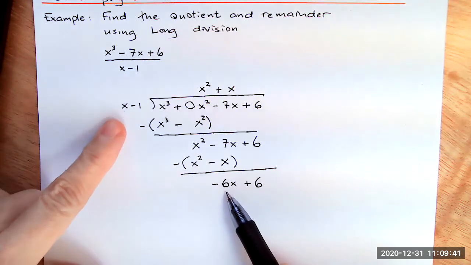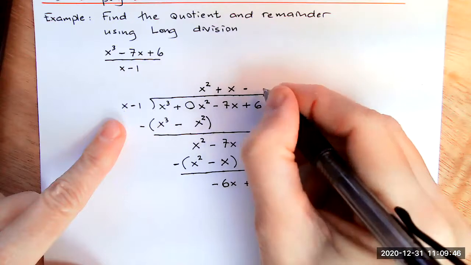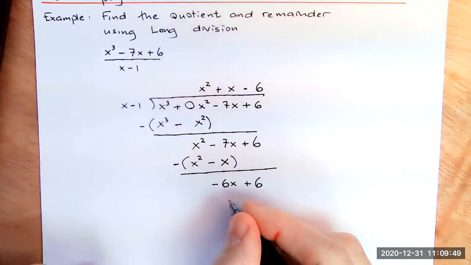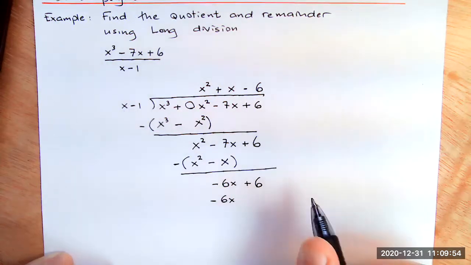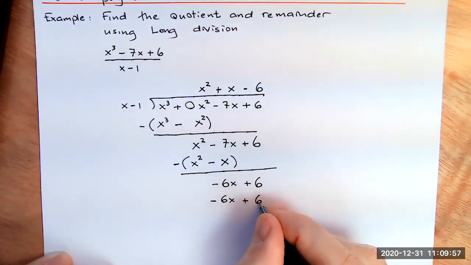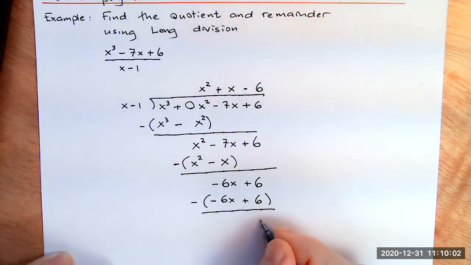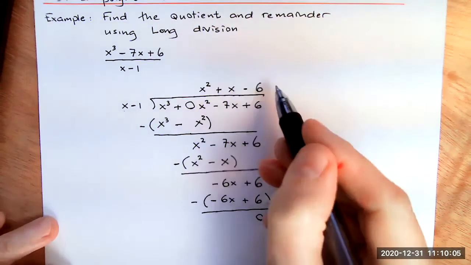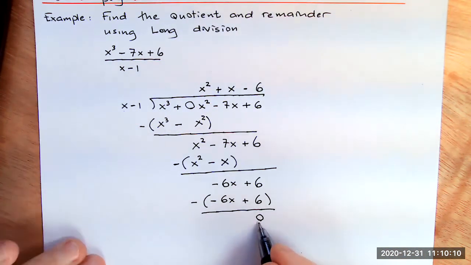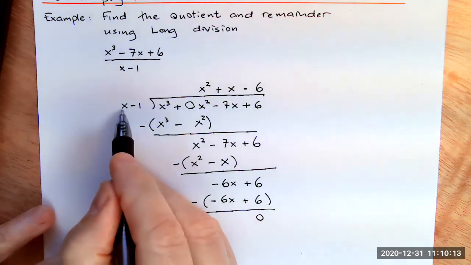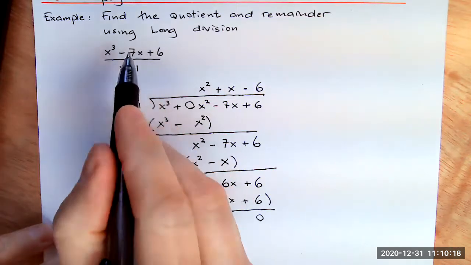And then what do I multiply x by to get negative 6x? That would be negative 6. That's negative 6x. Negative 6 times -1 is plus 6. And we subtract the whole thing. And the remainder is 0. So this is my quotient, and this is my remainder. If the remainder is 0, that means that x minus 1 is a factor of your original polynomial.